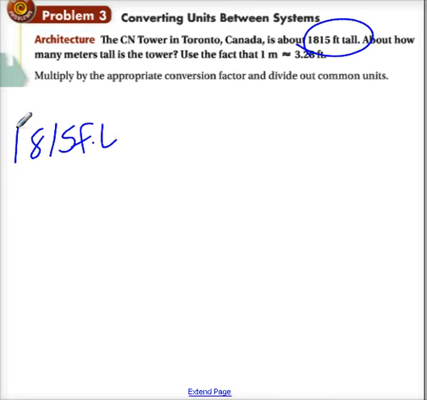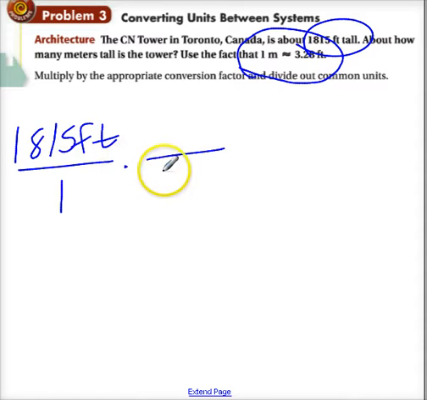1,815 feet. We always put that over 1. Looks like they gave us a fact. In 1 meter, there are 3.28 feet. So I'm going to use that. In 1 meter, I'm putting meter on top because I want feet to cancel out. There are 3.28 feet.